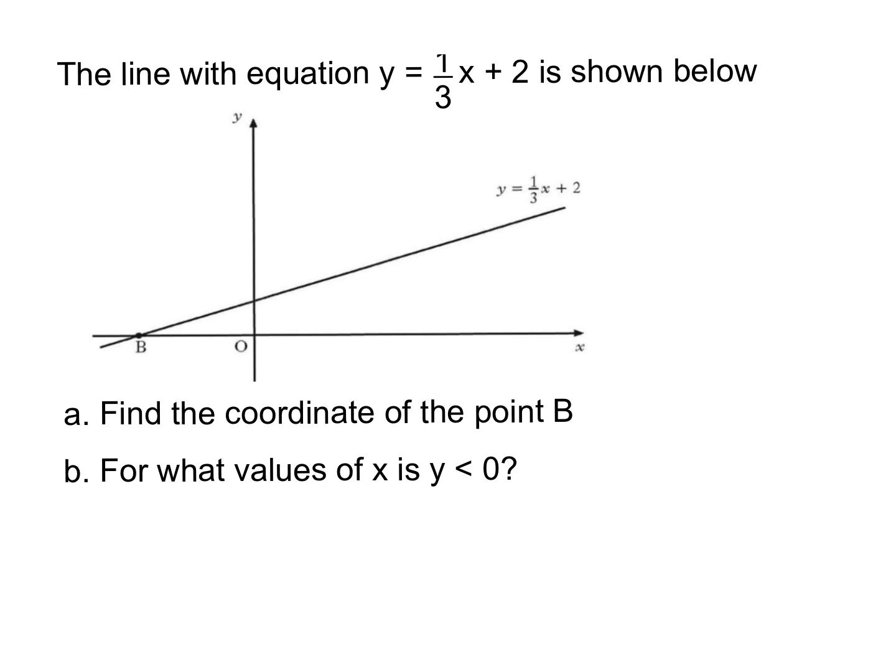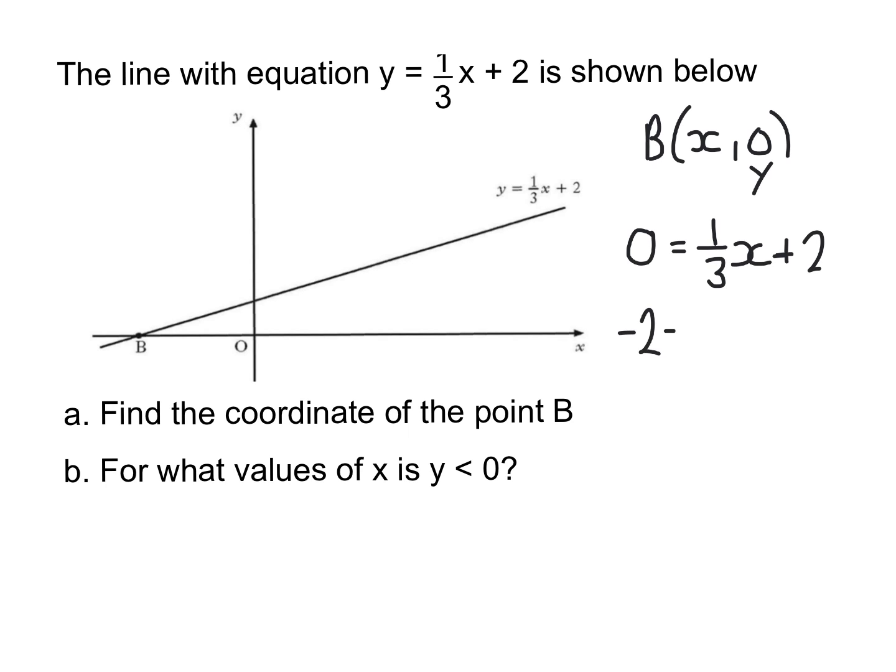Okay, this one is just another one about playing about with coordinates. We've got the line with equation y equals 1/3 x plus 2 shown in the picture. We have to find the coordinates of B. So let's think again. Right, well, B is on the x-axis, so we already know that B is along something, up 0. So I know that my y coordinate is 0, so I'm going to replace y with 0. So I've got 0 equals 1/3 x plus 2. I'm going to take the 2 to the other side, so that becomes negative 2.